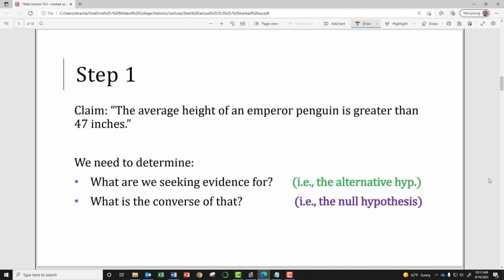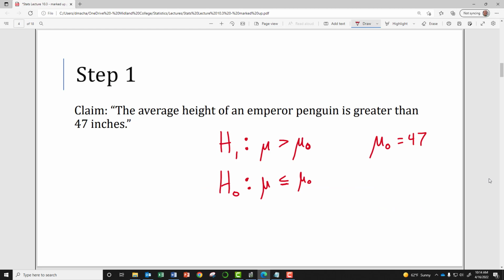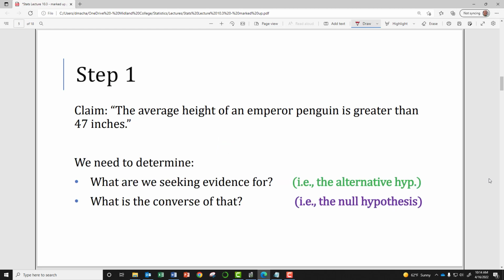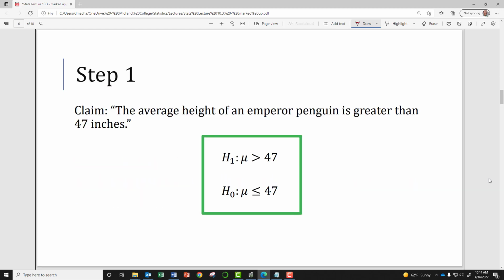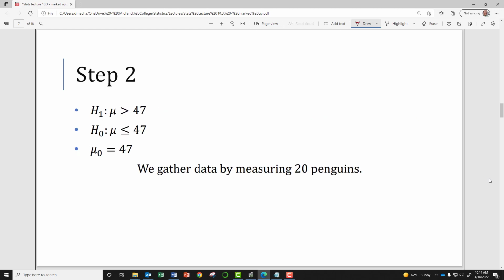And in doing so, what I was thinking in my head was, first, what are we seeking evidence for? That was my alternative hypothesis. And then second, what was the converse of that? And that was how I wrote my null hypothesis. So again, here are my two hypotheses that I need for my hypothesis test. We're going to gather data by, let's say, measuring the height of 20 penguins. So that means n is equal to 20. And after I take those measurements, maybe I calculate a sample mean of 48.6 and a sample standard deviation of 2.8.